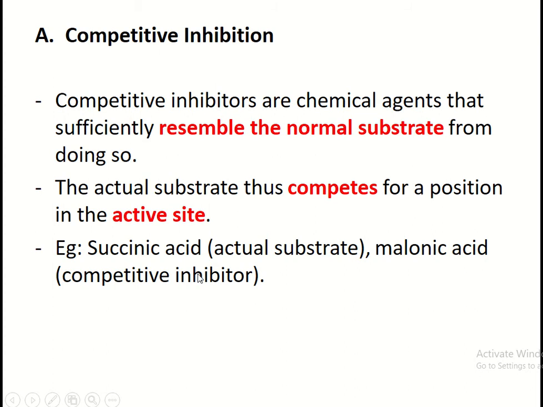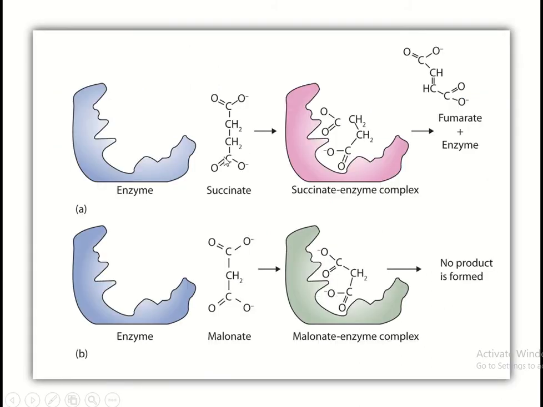So bear in mind, the competitive inhibitor always binds to the active site of the enzyme by a weak bond. Therefore, it can detach from the active site of the enzyme. Okay, it is reversible. This one, as you can see, is succinate or succinic acid. This one is malonic acid or malonate. Okay, the shape of the inhibitor is quite similar to the substrate.